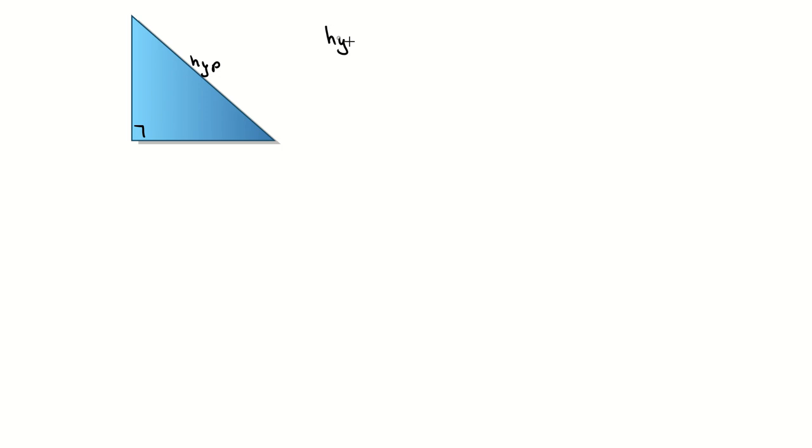Your hypotenuse squared is equal to, let's call this side 1 and side 2, side 1 squared plus side 2 squared. If you want to find your hypotenuse, it will be the square root of side 1 squared plus side 2 squared. That is how you find your hypotenuse.